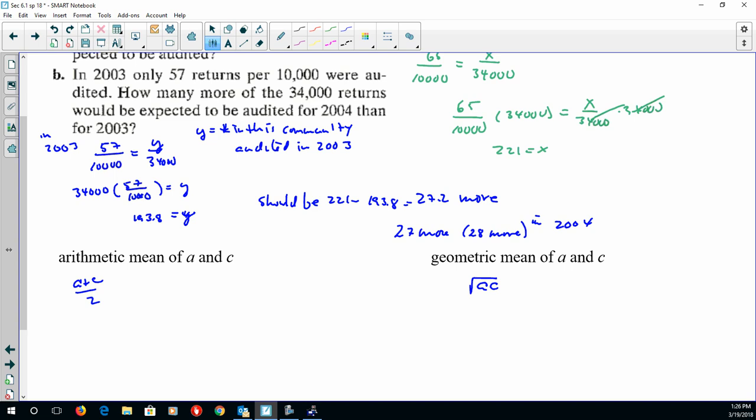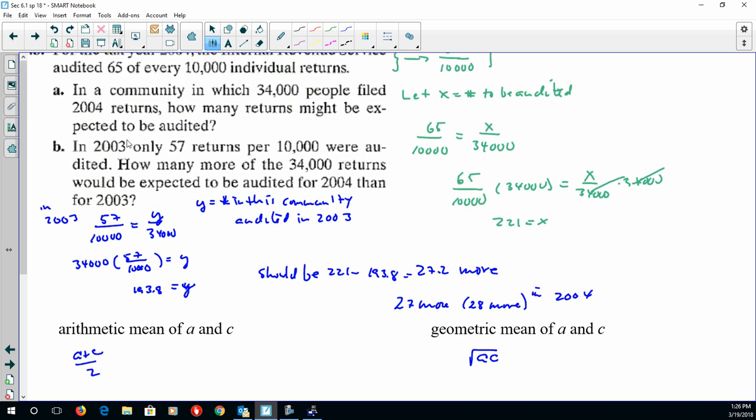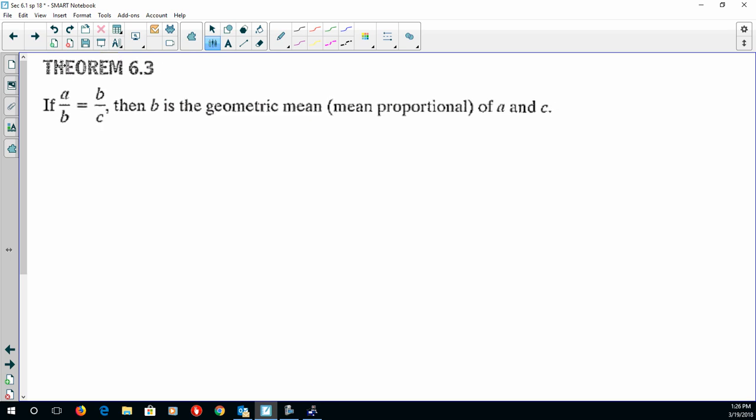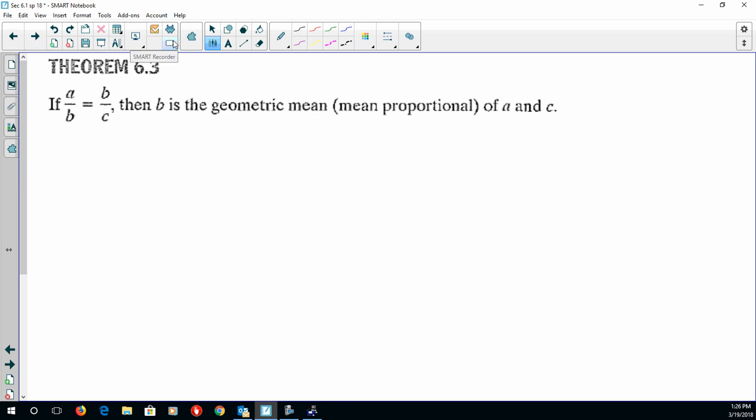Okay, here's a little theorem here, theorem 6.3. If A over B equals B over C, then B is the geometric mean. Oh yeah, it's also sometimes called the mean proportion. But from this proportion, remember these guys were the means. These are the extremes, so the means here, that's why it's called the mean proportion.